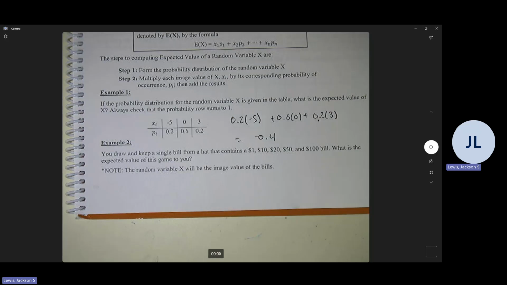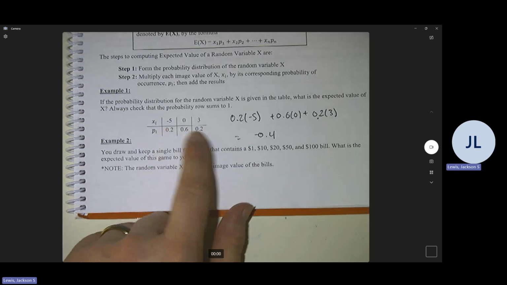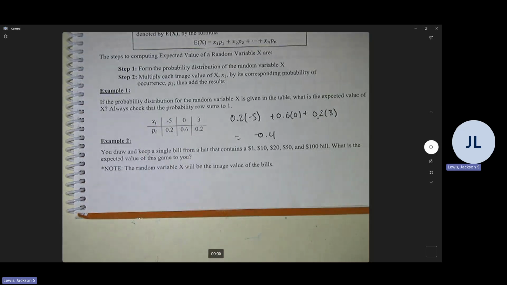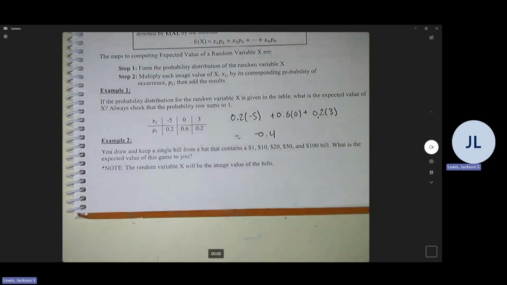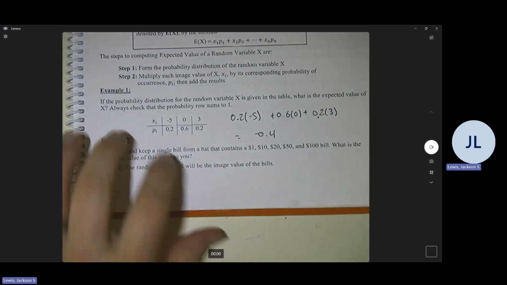Not sure what this experiment is. Maybe it's like the expected value of a car's depreciation over time or something like that, where maybe this is the years or something. I don't know. But this is a pretty straightforward thing. We just multiply the probability by the assigned random variable.